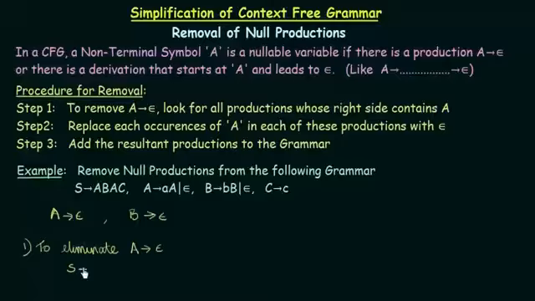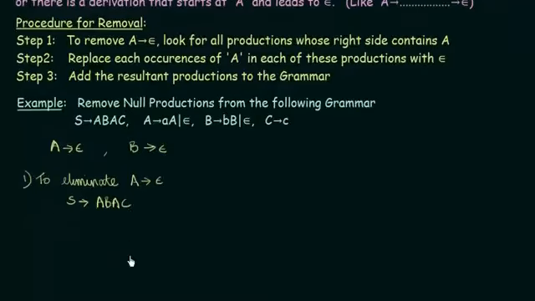S gives ABAC. So in order to remove the null production from here, what do we have to do? Step 2, replace each occurrence of A with epsilon. Here we have A once and A twice. So we can write S gives, I am going to replace this A with epsilon. So it becomes BAC. Because epsilon means empty symbol, I can leave it blank. So it becomes BAC.